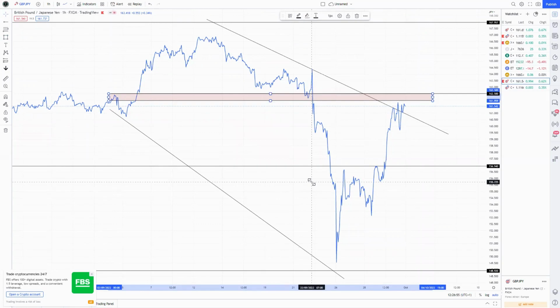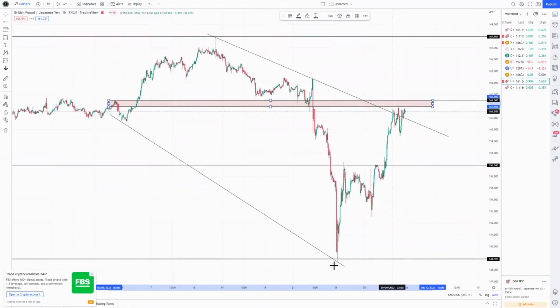So let's also pay attention to the bullish trend inside. We already marked the outer trend. So let's pay attention to the inner trend, which is a bullish trend here. So pay attention to this area here.